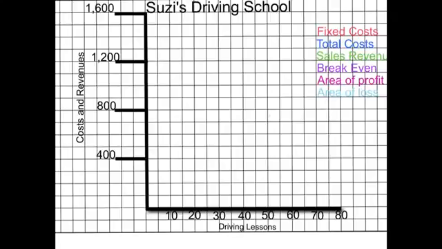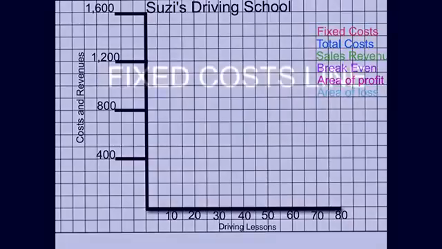When you're given a break-even question, the axes will already be there for you. The y-axis shows the costs and revenue that the business has, and the x-axis shows the units that are being produced. In this case, when we're talking about Susie's driving school, it's the number of driving lessons. The first line that you should calculate is your fixed costs line.